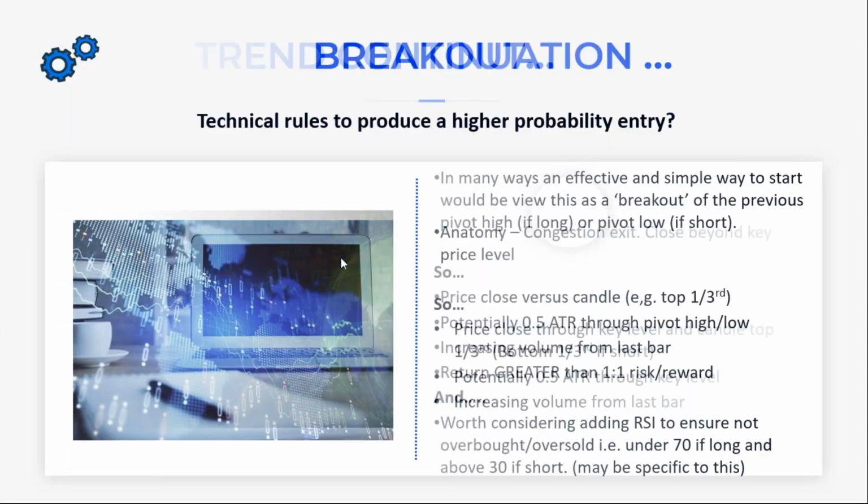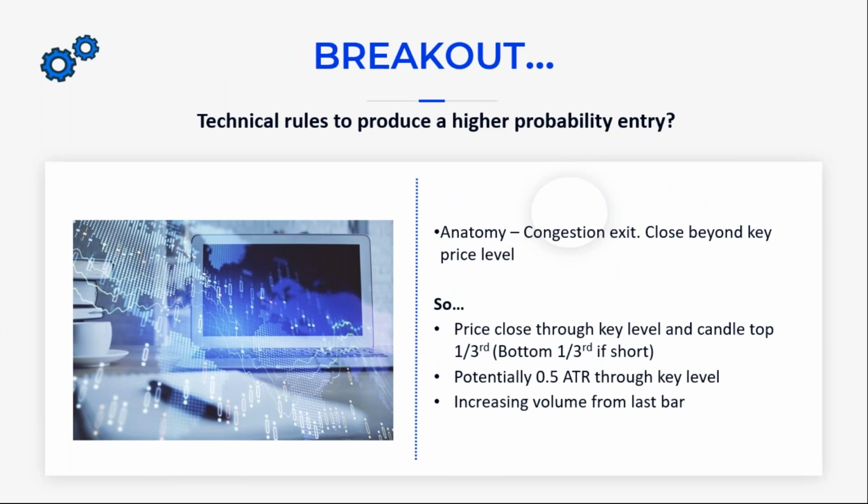Now, of course, from that we talked breakout. So again, if we look at our anatomy, we're looking for a congestion exit. We moved into congestion or a sideways trend. We're looking for a break either way. And really what we're wanting to see is a price close through the key level and candle top in the top third. Sorry, the price in the top third, bottom third if it's short. Potentially 0.5 ATR through the key level and increase in volume from the last bar. So it's not that complicated, but it still requires you to do the right thing. Obviously, with all of these entries, you're also keeping an eye on economic data, and within your plan, you can make reference to that with reference to timeframes you trade.